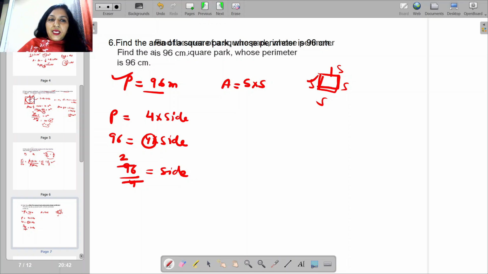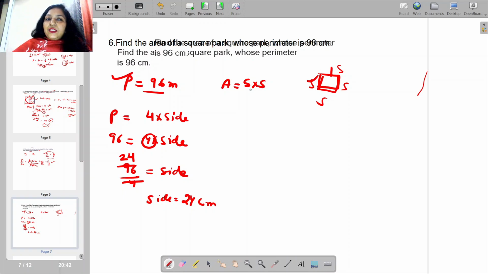4 into 2 is 8. 4 into 4 is 16. So side is equal to 24. And 24 what? It is 24 centimeter. I have done it directly here. If you are not very much sure about doing this direct calculation, I suggest please make a rough margin here, like you can see here, and do your calculations.